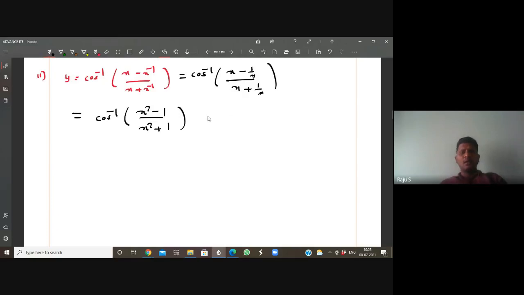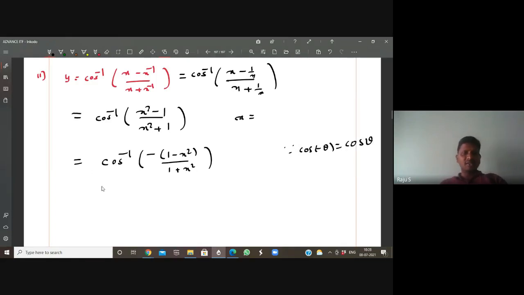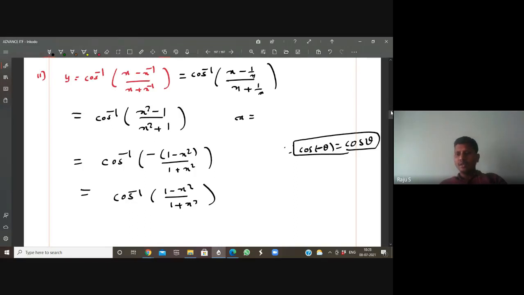plus 1. So what shall we substitute in place of x, student, anyone? Shall I write like this? Since we know that cos of minus theta value is cos theta. Cos is even function, so that we can write cos inverse of 1 minus x square by 1 plus x square. Cos of minus theta will be equal to cos theta because cos is even. Okay, student, I think so.